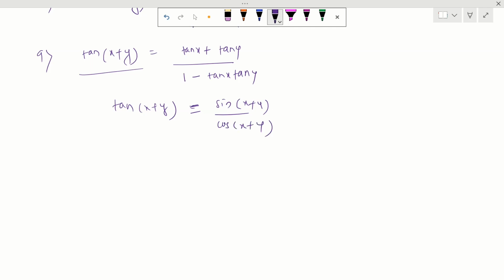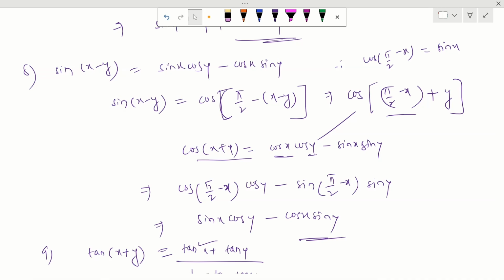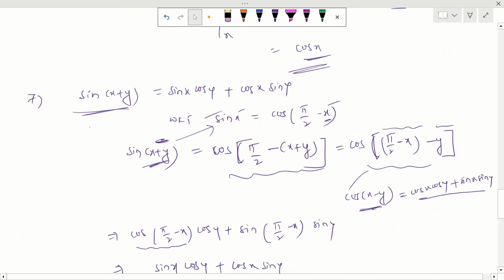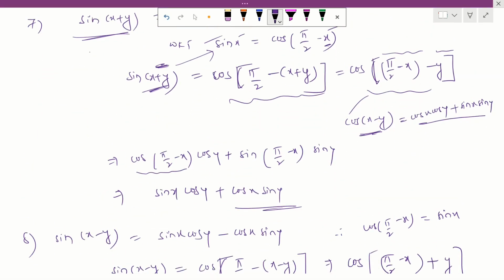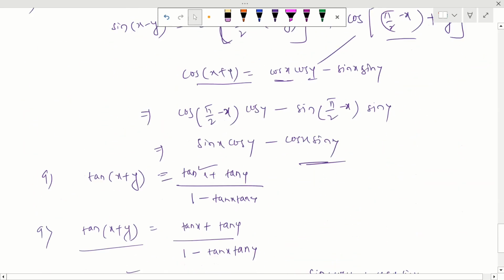Because tan is what? Sine by cos. And now we know the formula of sine of x plus y. What is the formula for sine of x plus y? Sine x cos y plus cos x sine y. As previously, we have derived this already. In the 7th formula we derived sine of x plus y is sine x cos y plus cos x sine y. This is the same thing I am writing here.